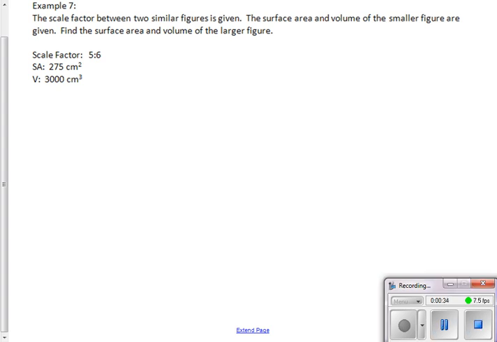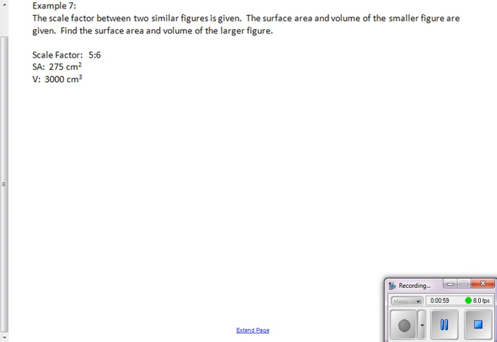In example 7, they give us the scale factor, and then we have to use the information given from the smaller figure. It says the surface area and volume of the smaller figure are given. We need to find the surface area and volume of the large figure. So first thing that we'll do is we'll go ahead and find out the surface area of the large figure.